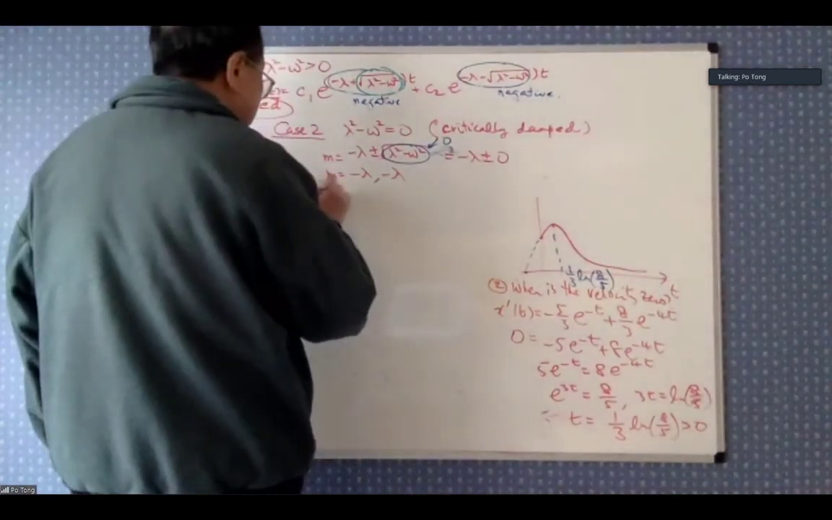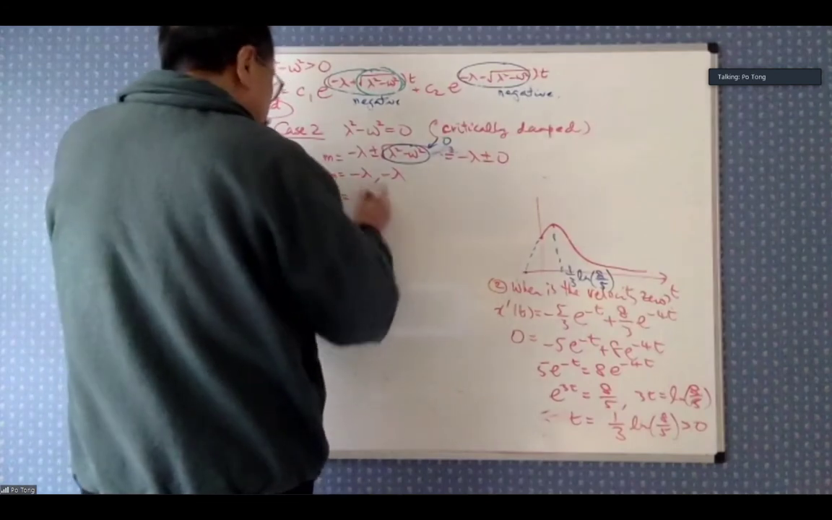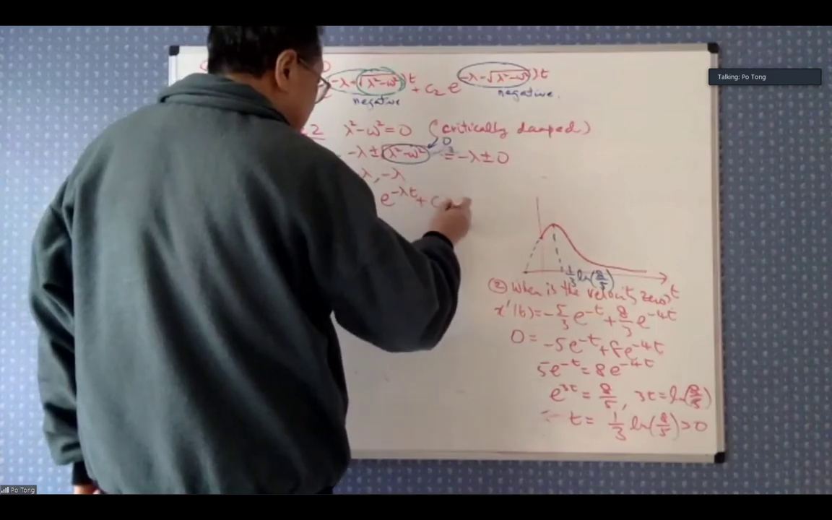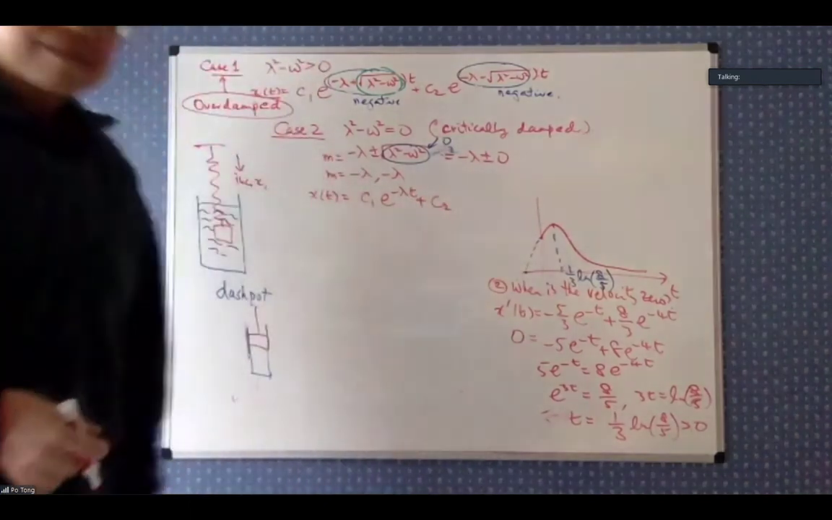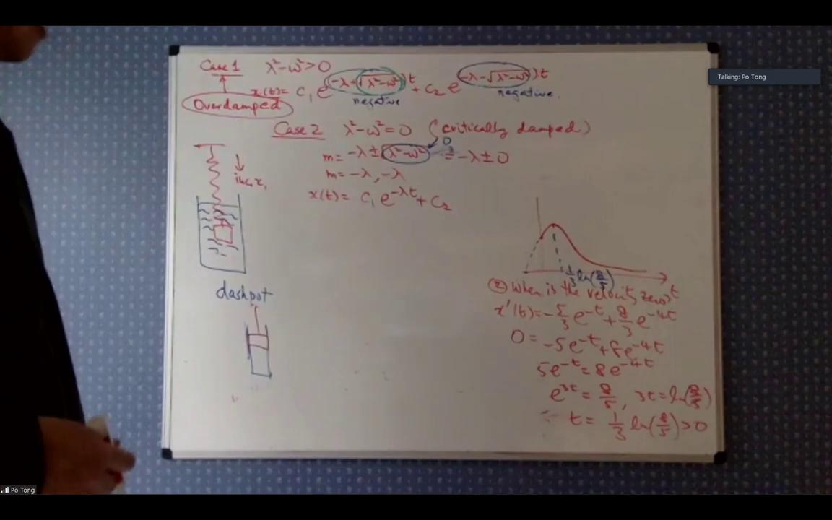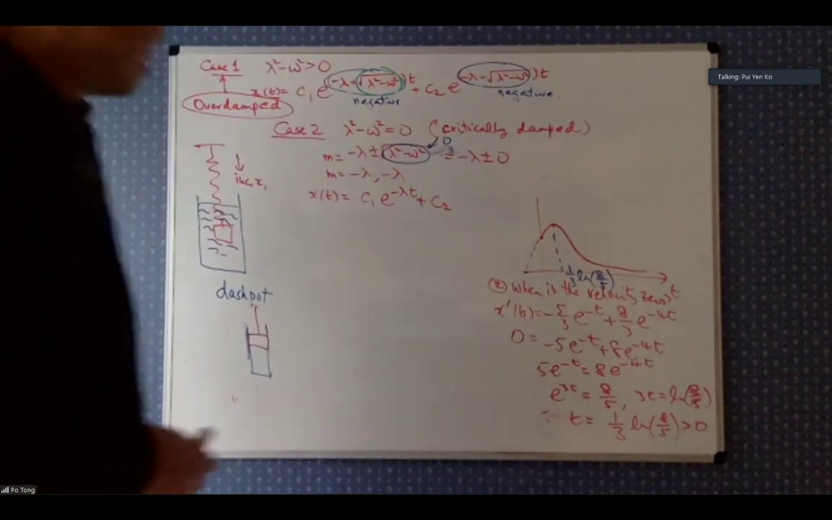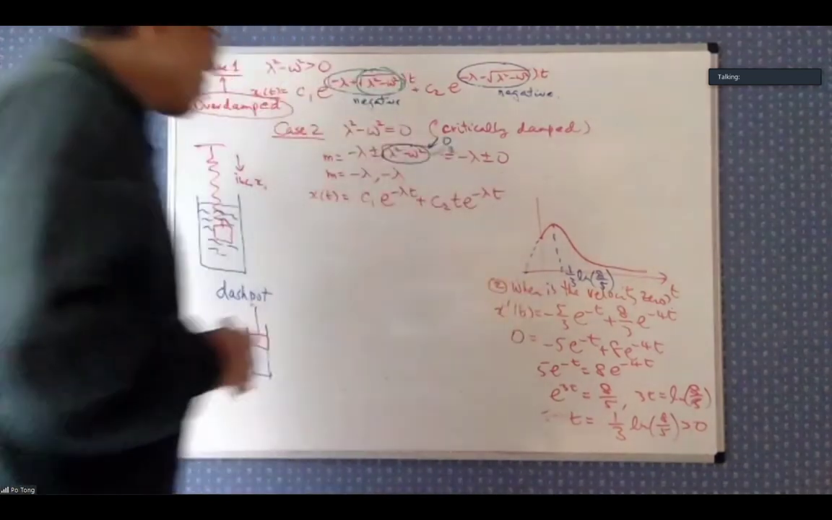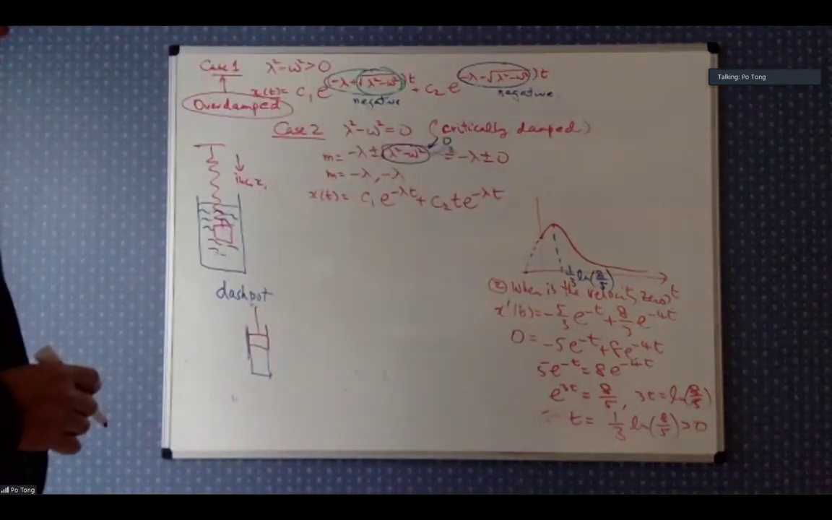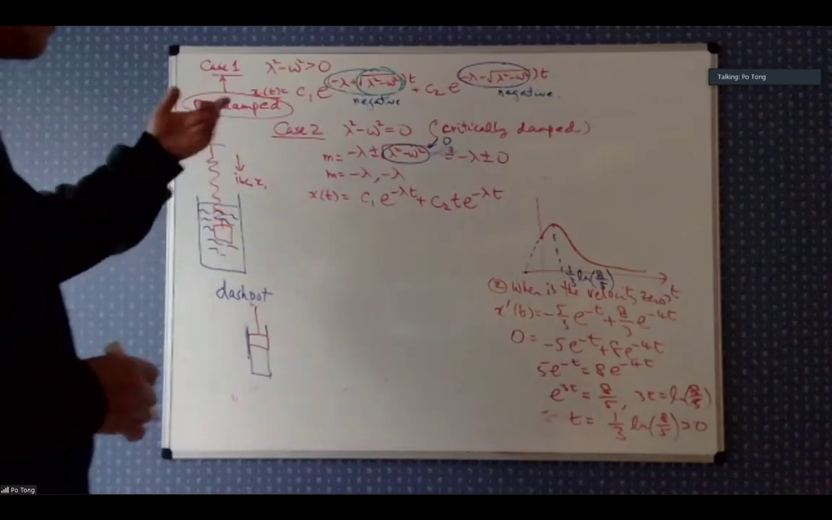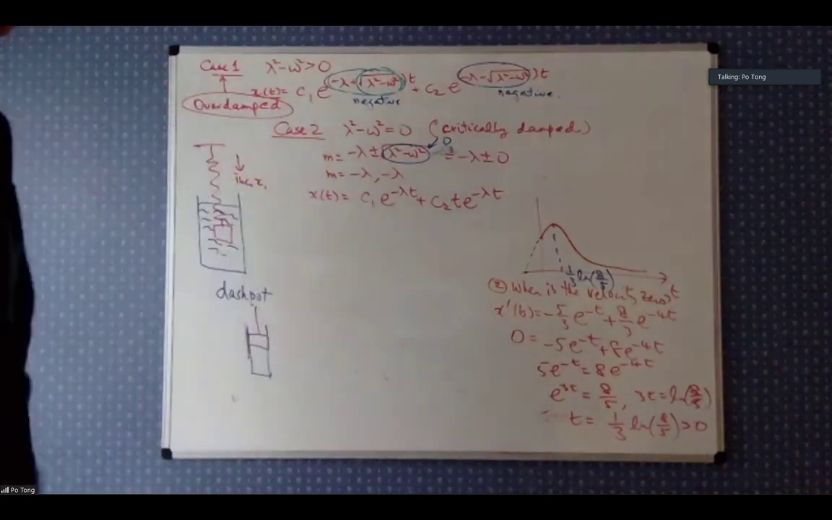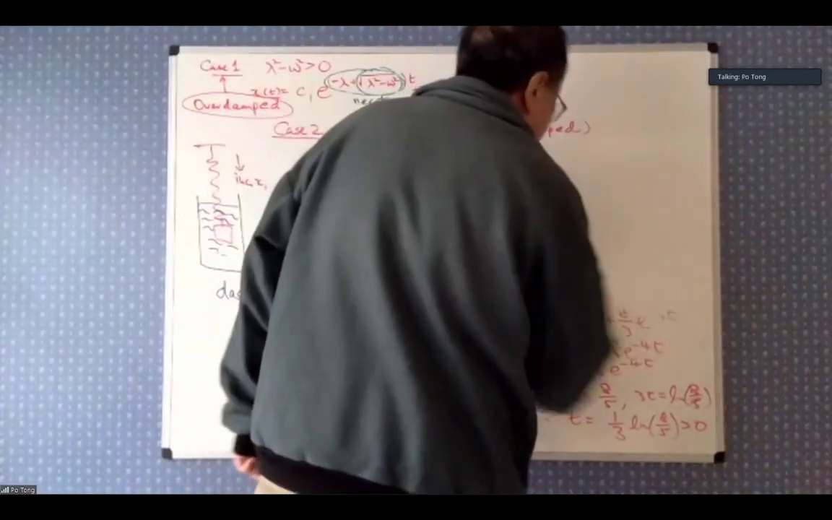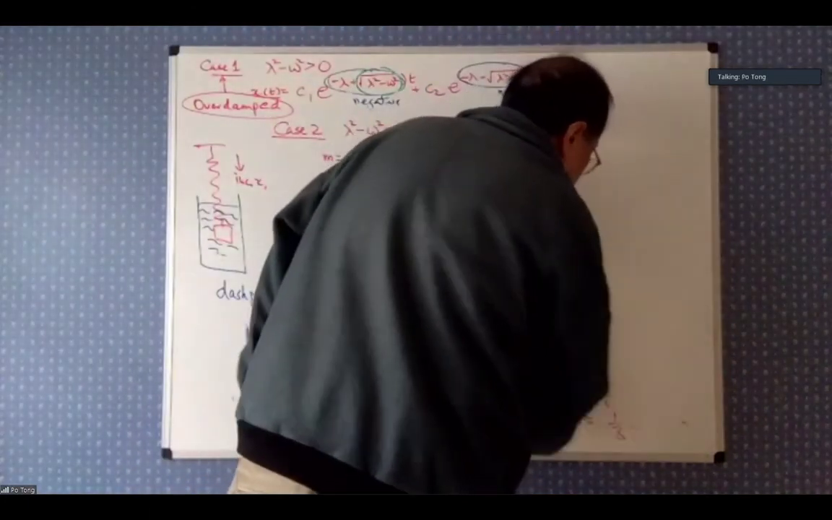So x(t) will be c1 e to the power minus lambda t plus c2, what do I write here? You guys are good at this. t e to the minus lambda t. Very good. This case is very similar to the first case. It's not extremely interesting. It's not that much different from the other case.